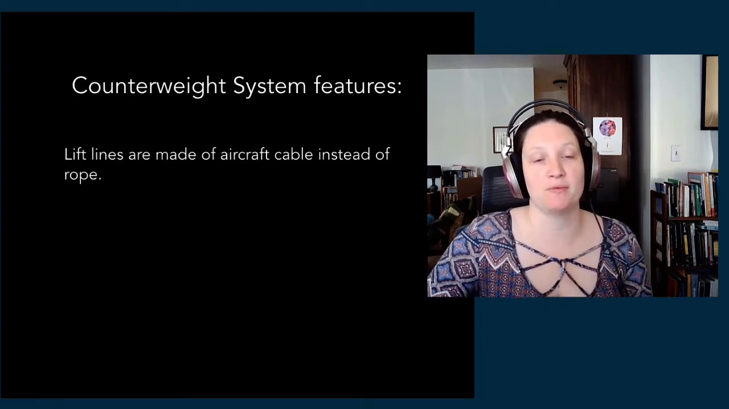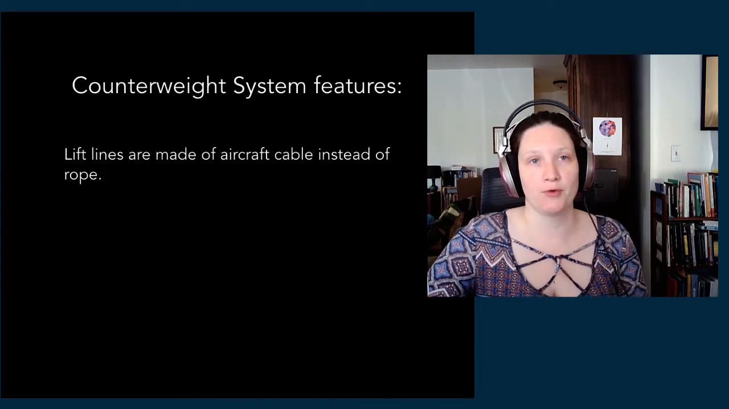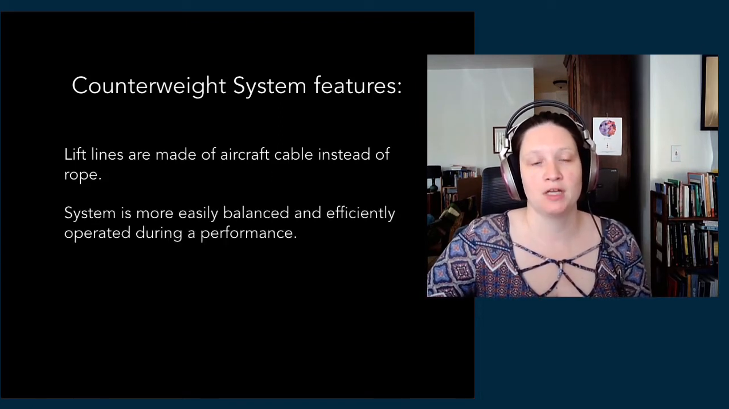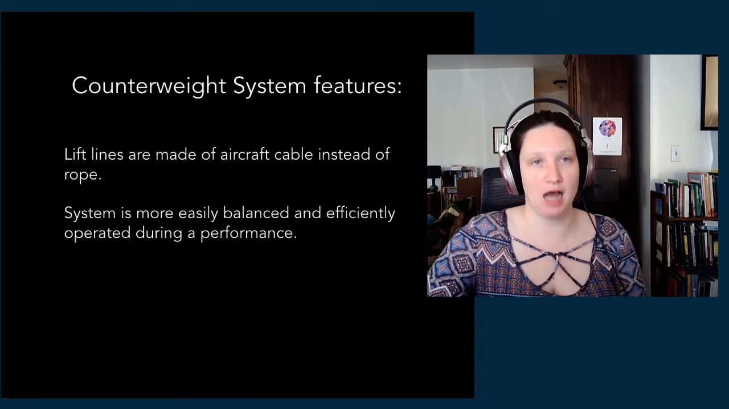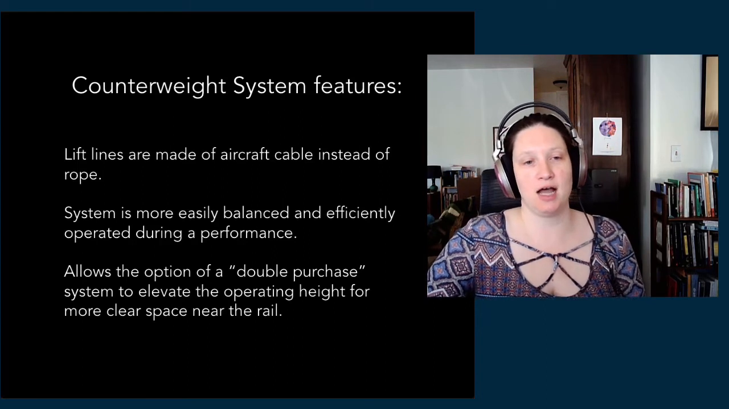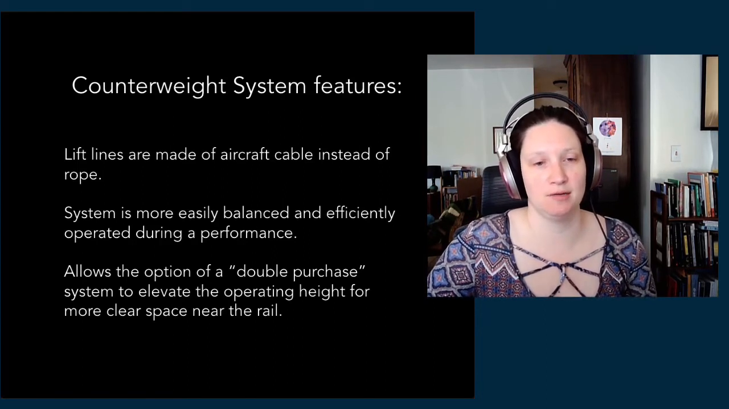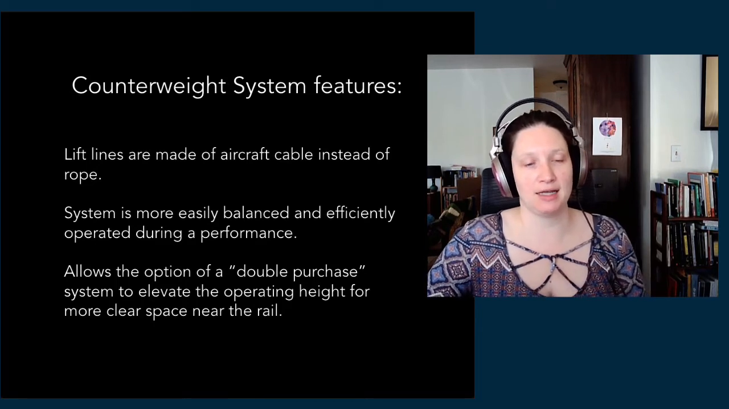So our lift lines are made of aircraft cable instead of rope. We said that, right? So that's a steel braided aircraft cable. The system is more easily balanced and more efficiently operated during the performance. And it allows the option of this double purchase system, right? And so that can elevate the operating height and allow more clear space near the rail.